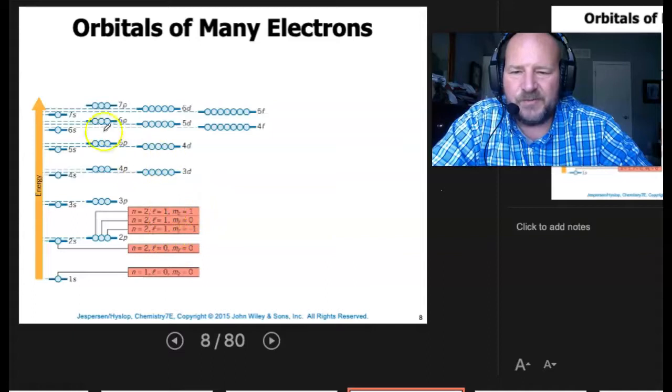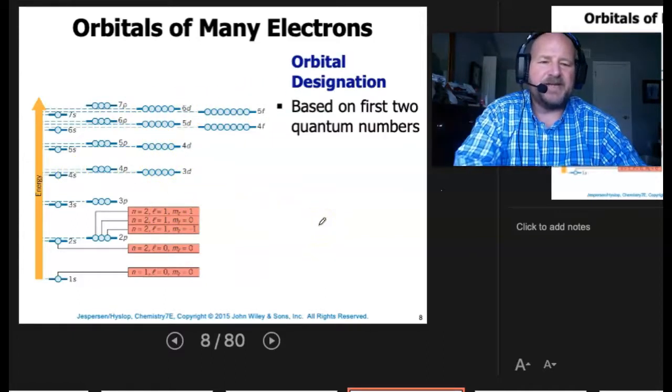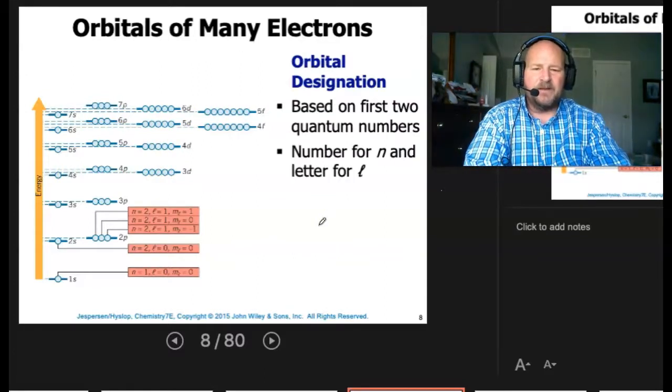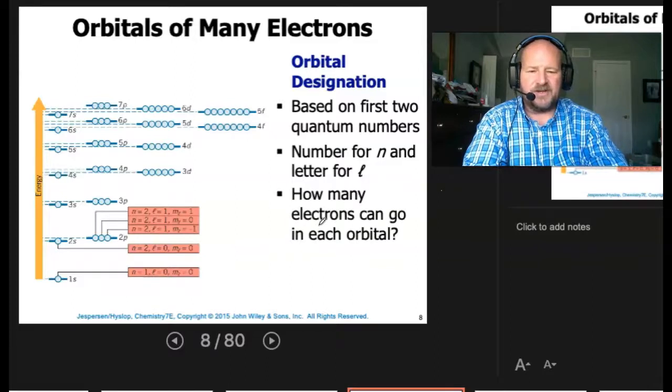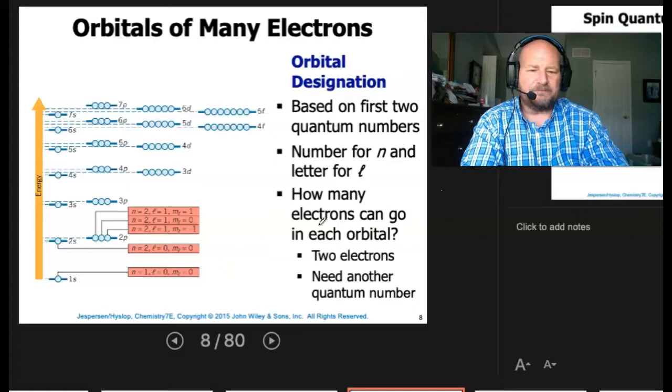And we could do this for each one of these, and we could break it apart just like that. That would be your orbital designation. And of course, it's based on the first two quantum numbers, the number for n and the letter for l. Now, how many electrons can go into each orbital? Hopefully we already recognize 2 electrons. That was the need for the other quantum number.